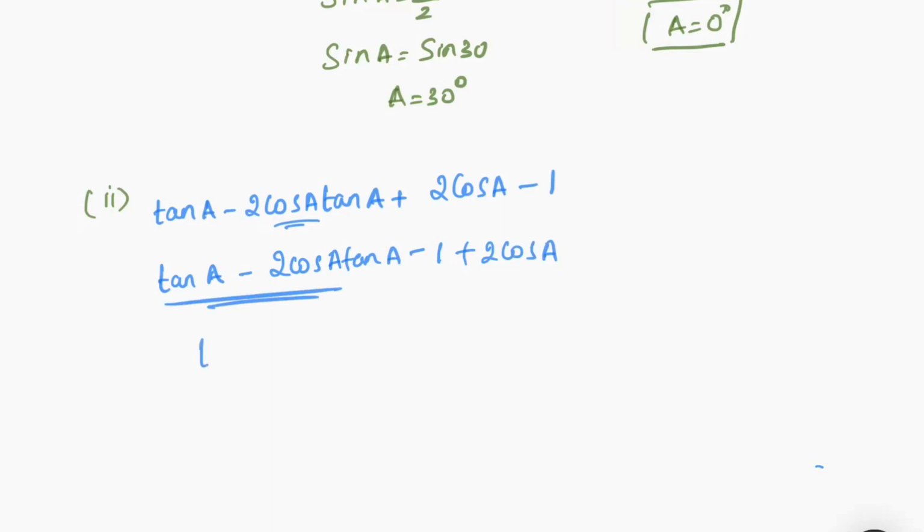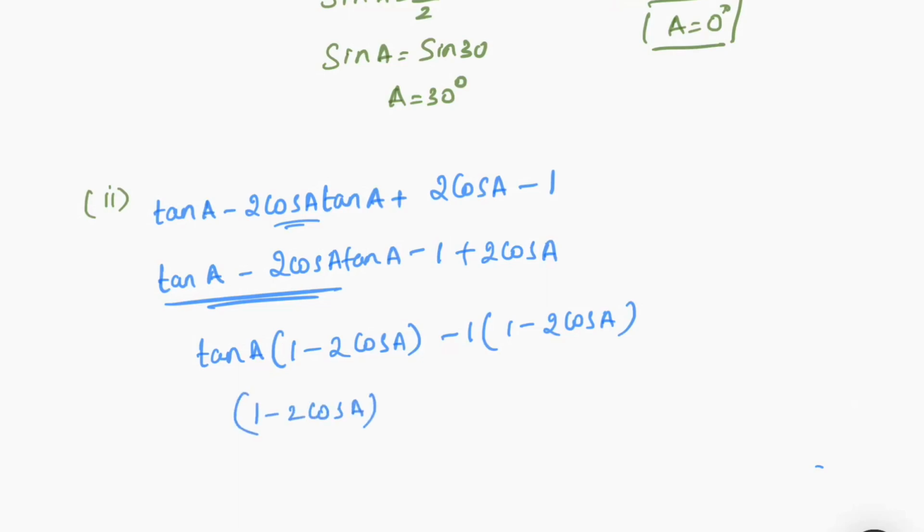Now let me see. What is common in the first two? I have tan A common. What is left out here? 1 minus 2 cos A, minus again 1 into 1 minus 2 cos A. So 1 minus 2 cos A is common here, into tan A minus 1 equal to 0. Don't forget that step. Okay.